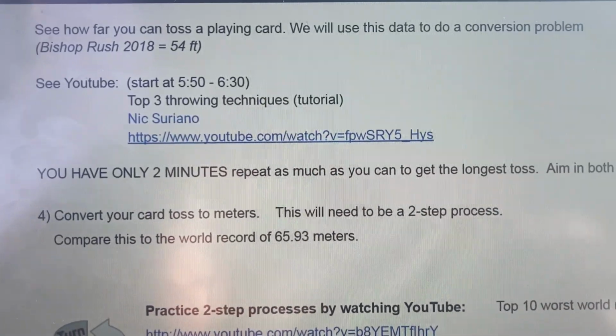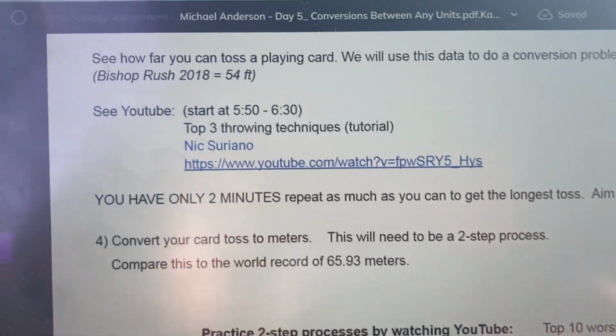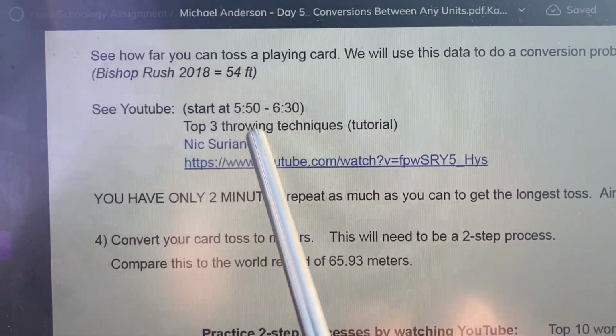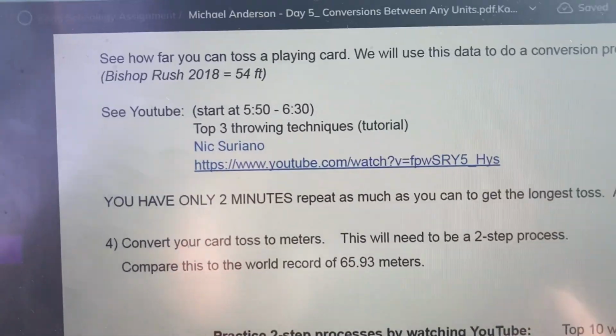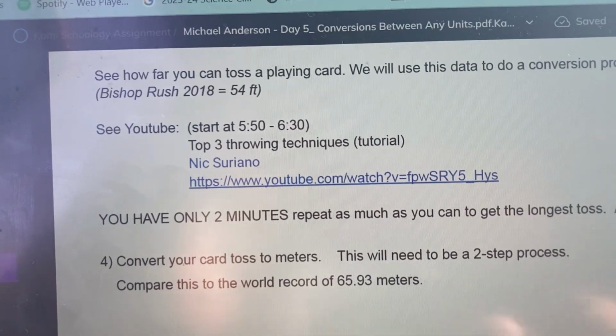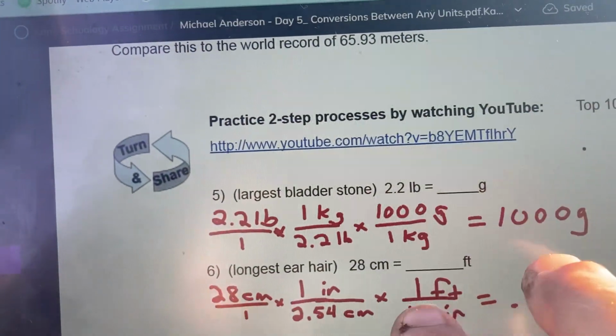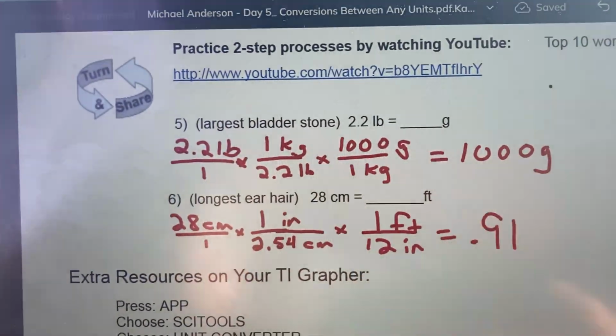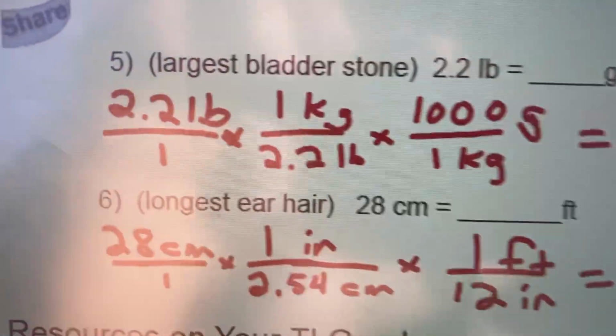This is lesson 5, page 3. We have a little bit here about going into the hallway and throwing cards and such, but we're not going to do that in the video. We're just going to skip that. We're now going to go to two-step problems.